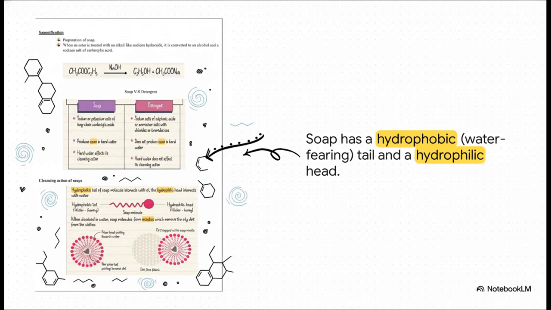Okay, so how does soap actually get things clean? Well, the magic is all in the design of the soap molecule itself. It's got this long carbon chain with two totally different ends. One end is the hydrophobic tail. It hates water, but it loves oil and grease. The other end is the hydrophilic head, and it loves water. This split personality is its secret weapon.